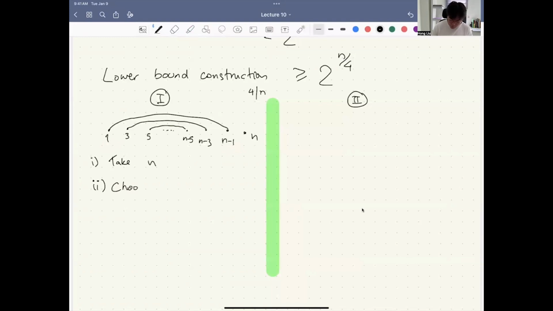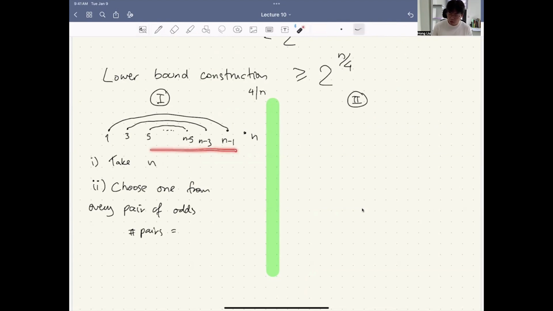Choose 1 from every pair of odds. Okay, let me not write down the details. And the number of pairs of such odds is what? Well, the odd numbers number n over 2. Pair them up, so you have n over 4 pairs. Each pair has 2 choices. You get 2 to the n over 4.